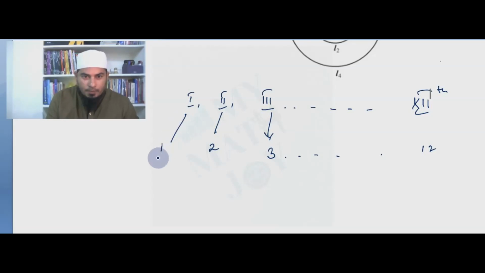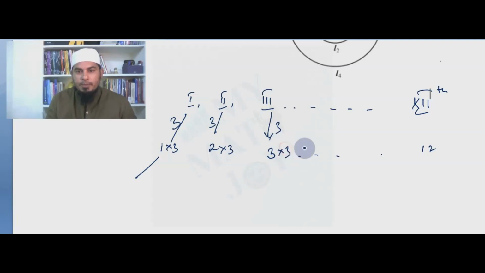First class 1, but we are having 3 sections. So 3 sections, multiplied by 3. Each 12th class, how many classes are there? 12th class, 3 sections are there. Each section will plant 12, 12, 12. So multiply by 3, you will get 3, 6, 9, and so on.